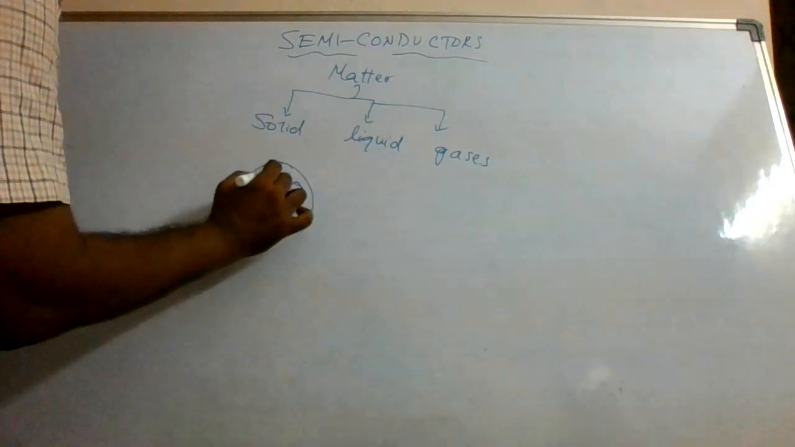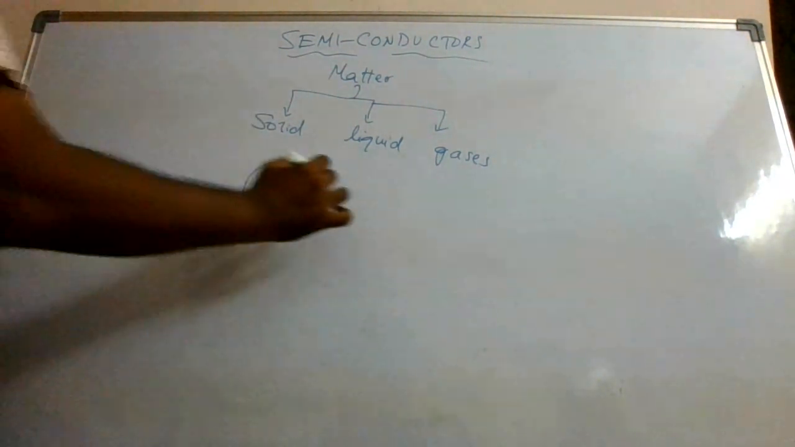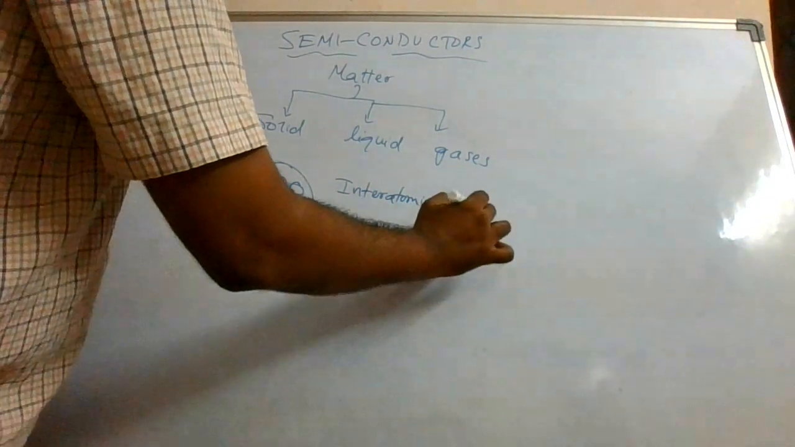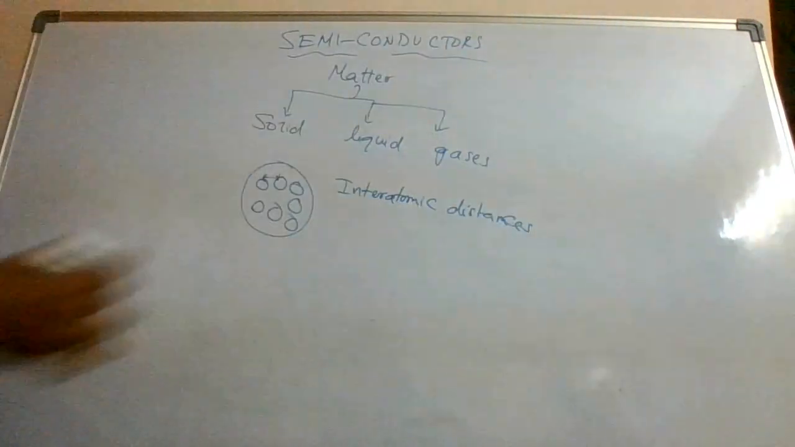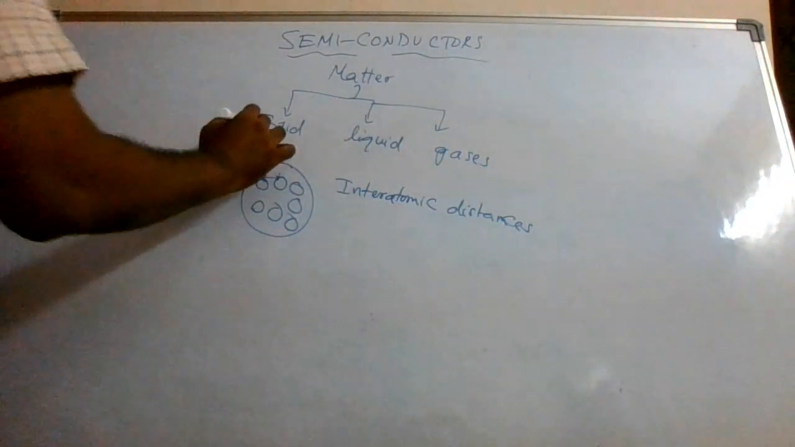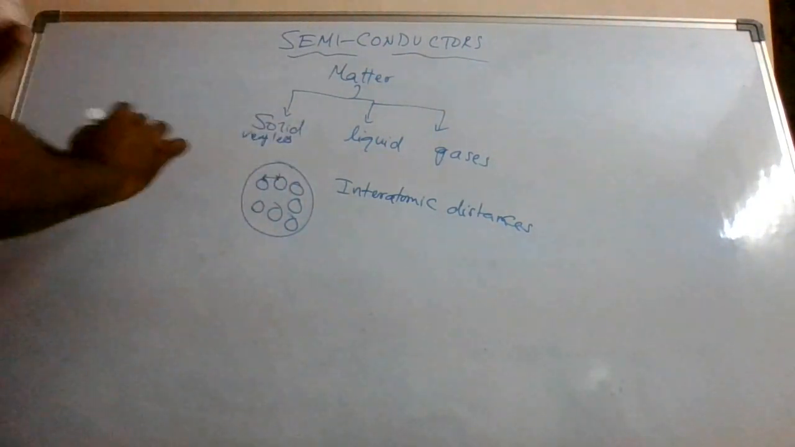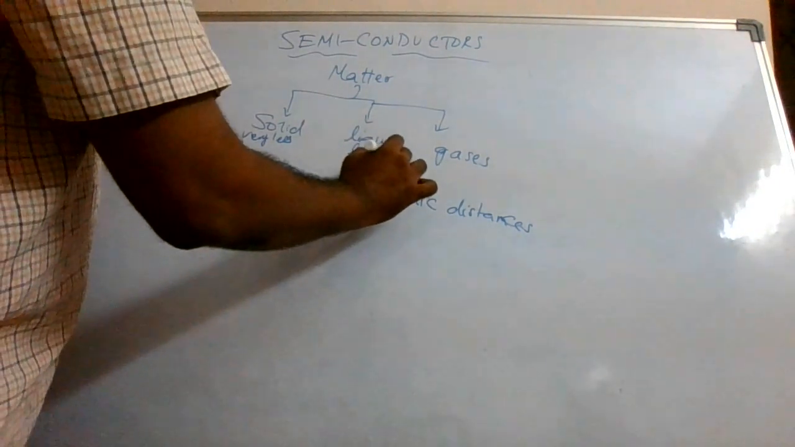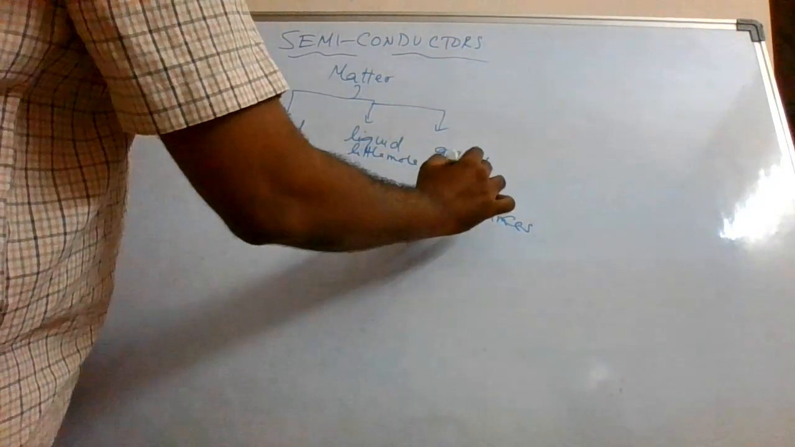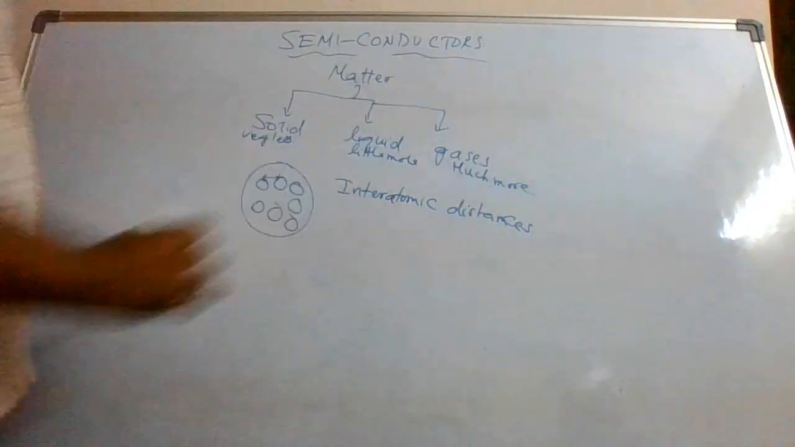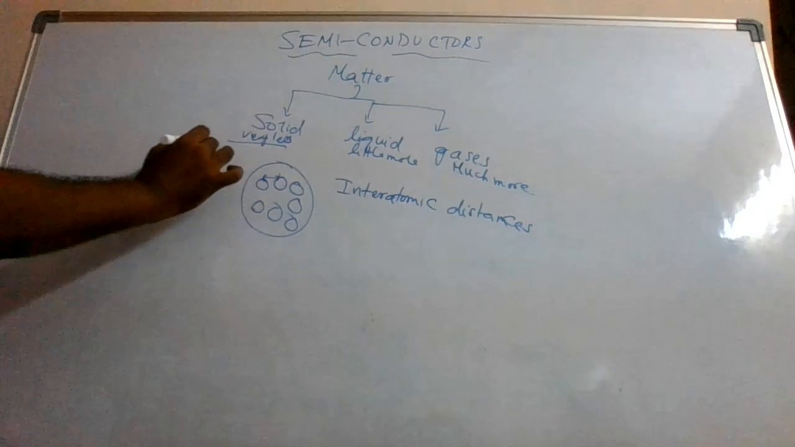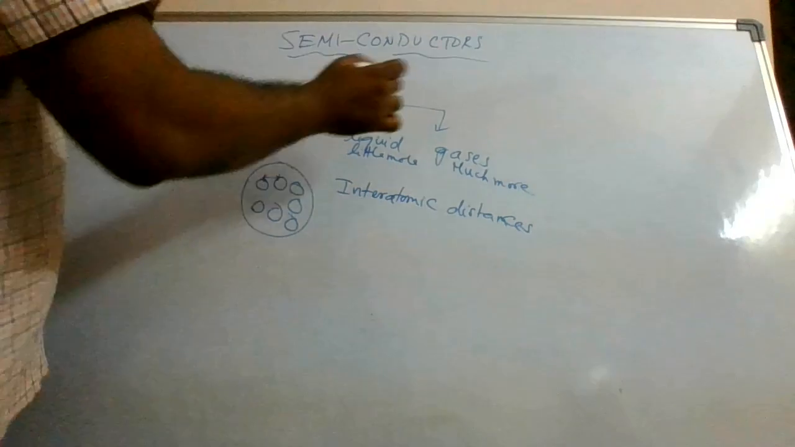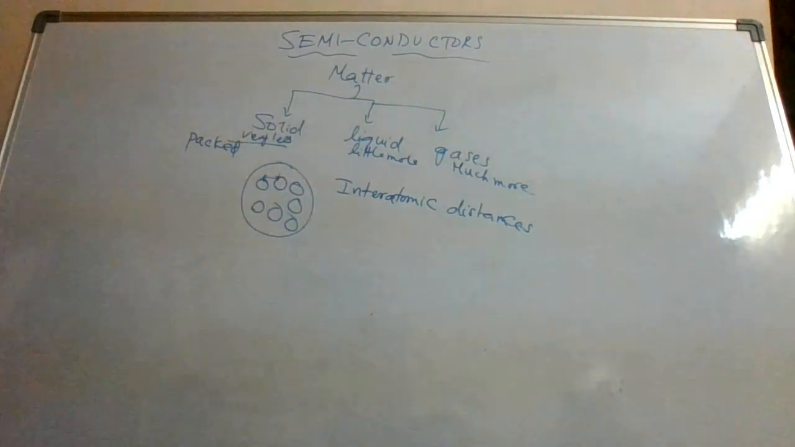Between one atom and another there must be some distance. That is called interatomic distance. For solids it is very less. For liquids it is a little more. For gases it is much more. Here they are kind of packed. So this is the general classification of matter.